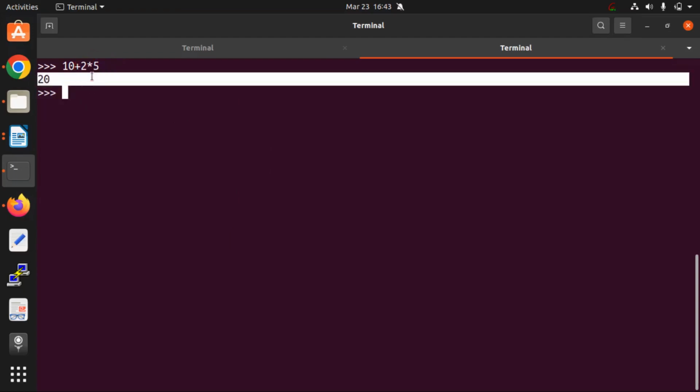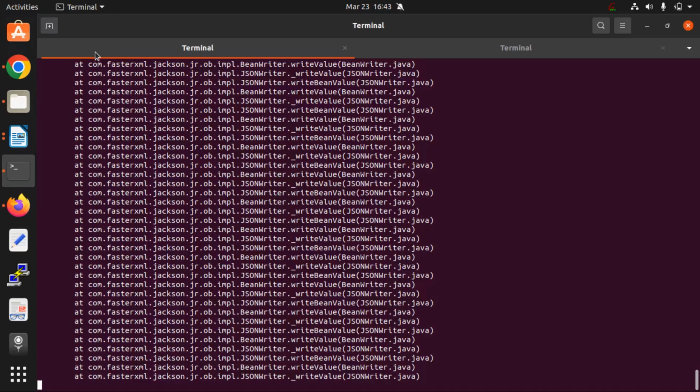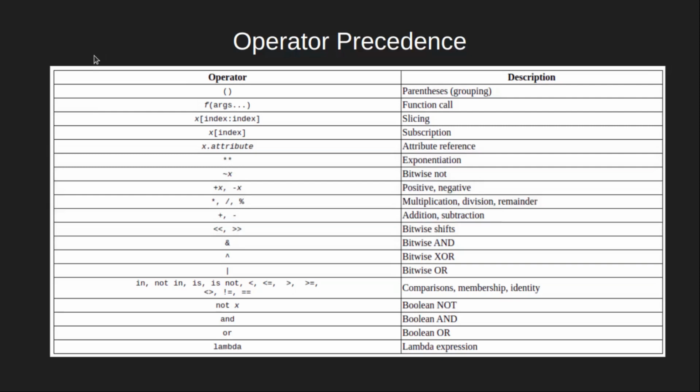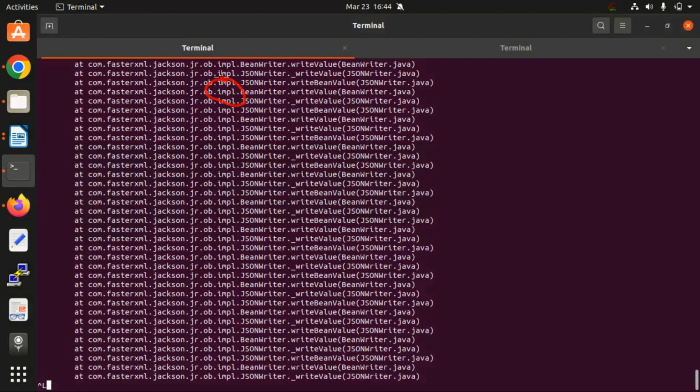If you don't want 2 into 5 to be performed first, you want 10 plus 2 to be performed first, and then you want to multiply that with 5, that means you have to have something that has precedence higher than multiplication. So if you look at the table here, what has a precedence higher than multiplication is your parenthesis or brackets.